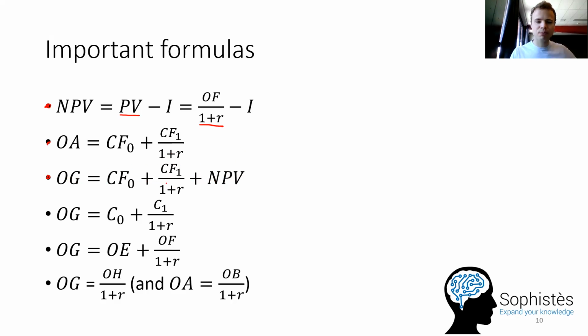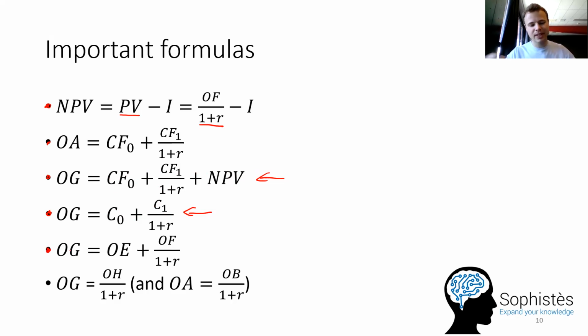And the OG is basically this formula here, basically is the present value of your income. And the idea is that you will spend all your income during your lifetime. You will not leave any money on the table. So we can say that in equilibrium, the present value of your income will be equal to the present value of your consumption. So therefore, there are two formulas here to get the OG, because we know that the present value of all your income, including the NPV, is equal to the present value of your consumption.